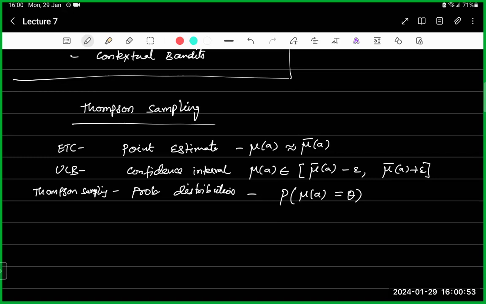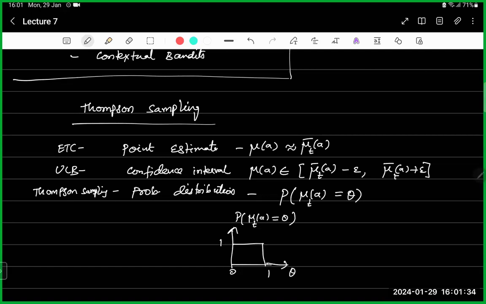So maybe initially, if I ask you what is the confidence that you have about the true mean, you'll just say maybe it's like a uniform distribution between 0 to 1. These are the values that mu of a can take, and you are asking what is the probability that mu of a equals theta. We can vary these based on the time, after how many rounds we keep varying these things.